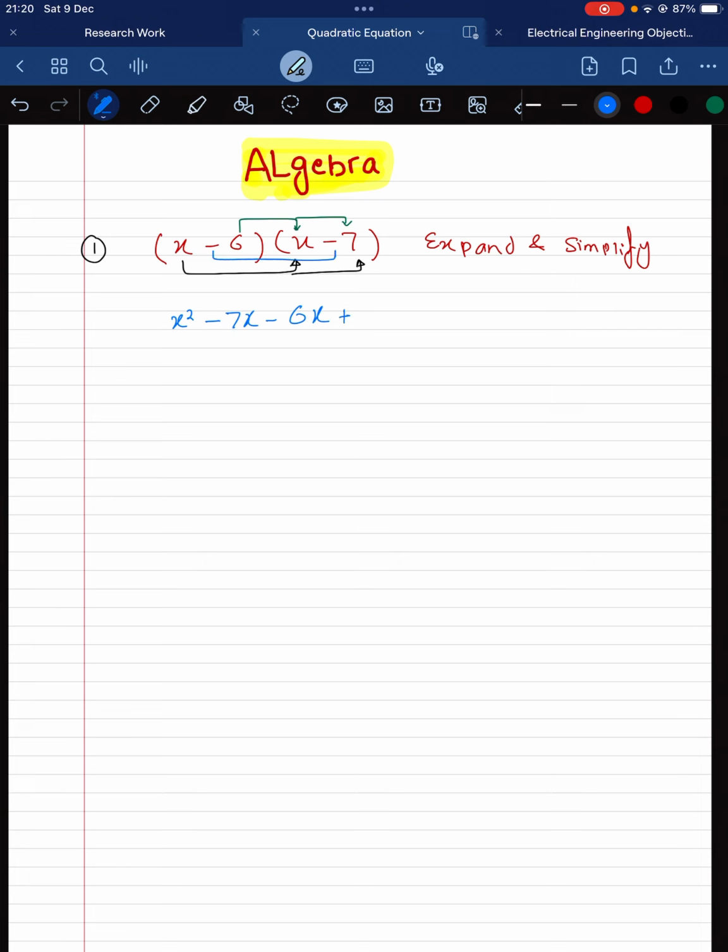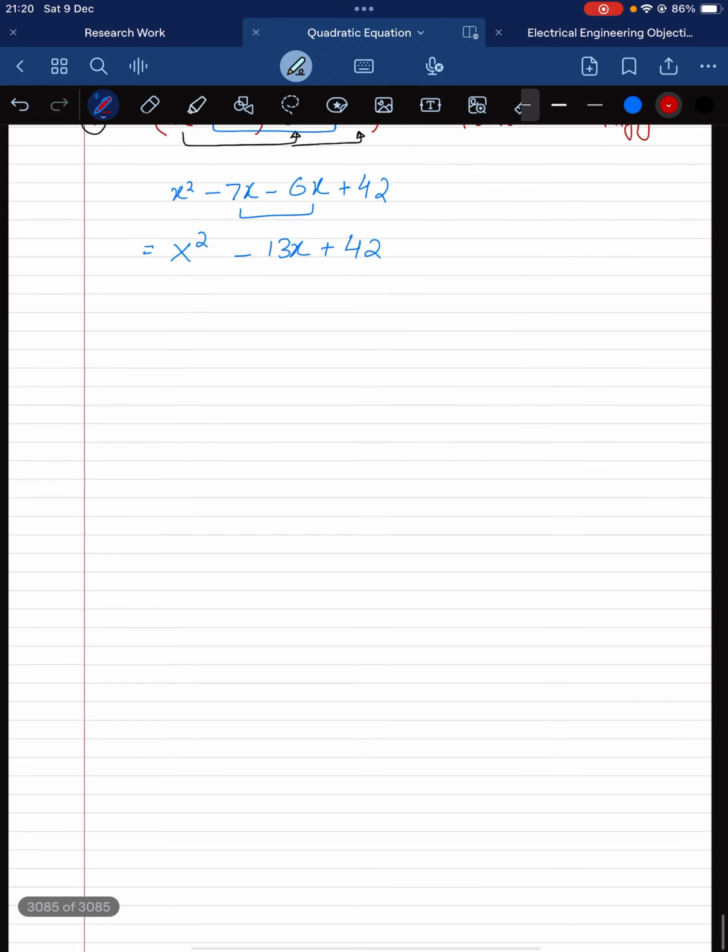it will become positive. And most of the students make mistakes in the sign here, so make sure you do it correctly. When you multiply minus 6 and minus 7, you will get plus 42, right? Because 6 times 7 is 42. So now we can see that these two can be combined. So x square minus 13x, 7 and 6 will make 13x, plus 42. So this is a simple question that could be asked in the paper P1.